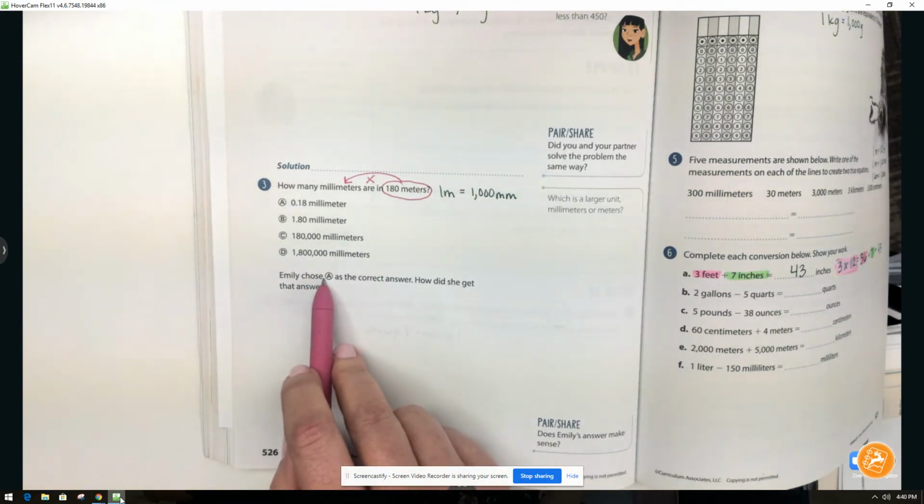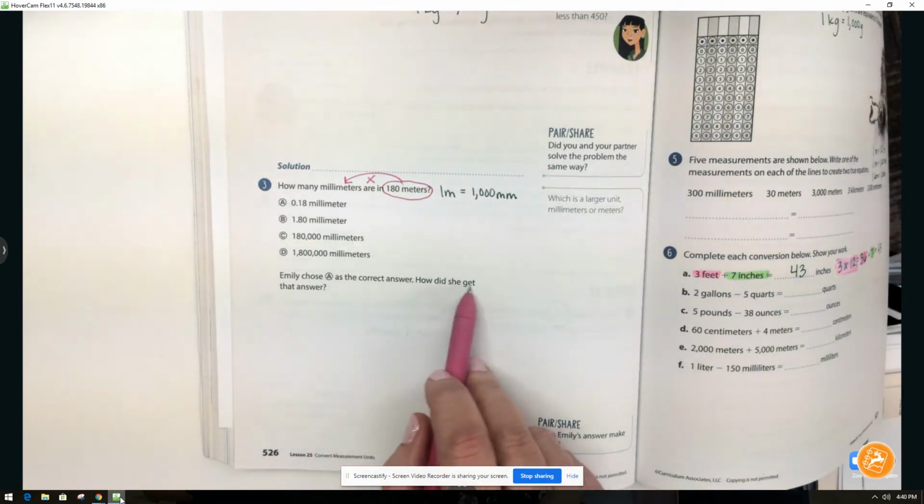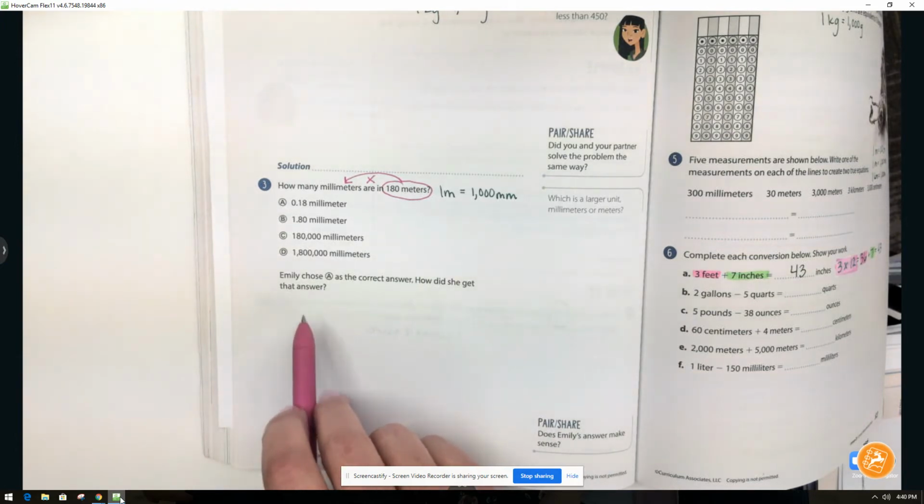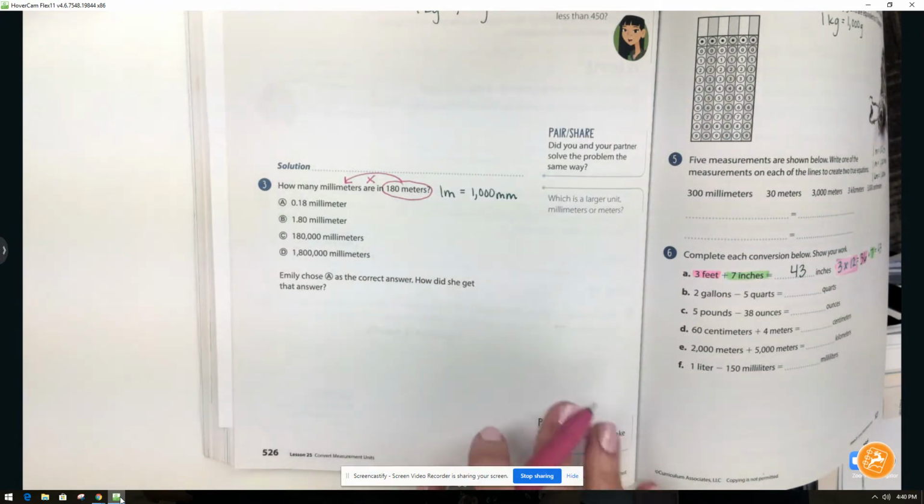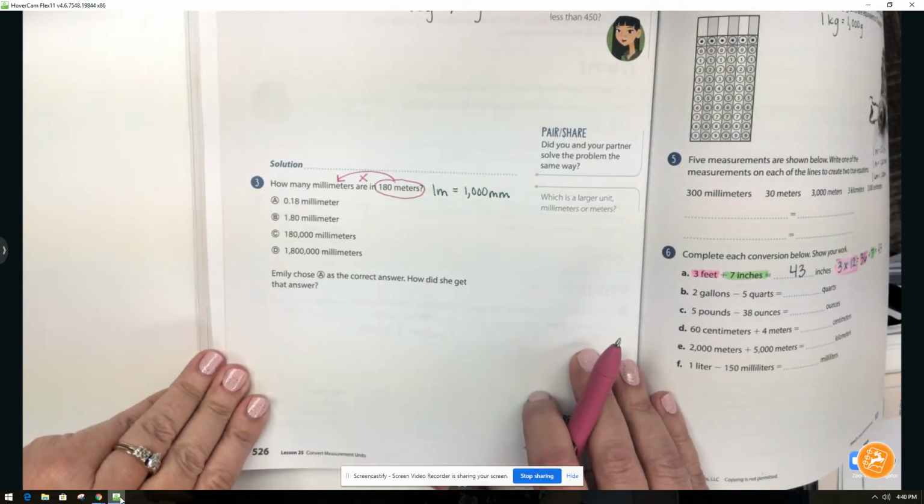Now Emily chose A as the correct answer. How did she get that answer? If Emily's correct, just show your work. If Emily's not correct, tell me what you think she did wrong.